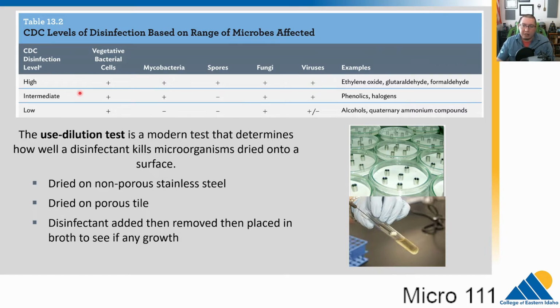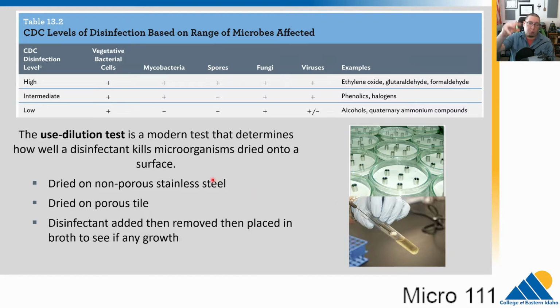How they are tested is with a process called the use dilution test. It determines how well a disinfectant kills microorganisms that are dried onto a surface. So there are two surfaces that are tested. We have non-porous stainless steel. You can see these little kind of cylinders here are stainless steel. And there's also porous tile. So here is a tile cylinder.